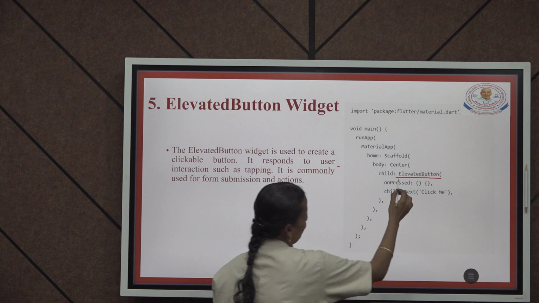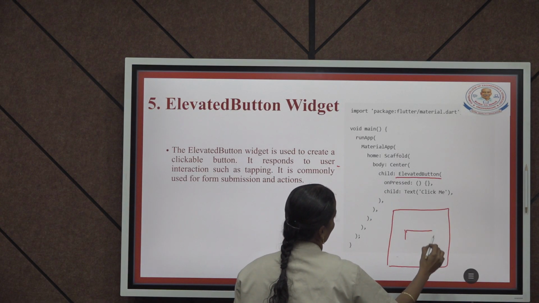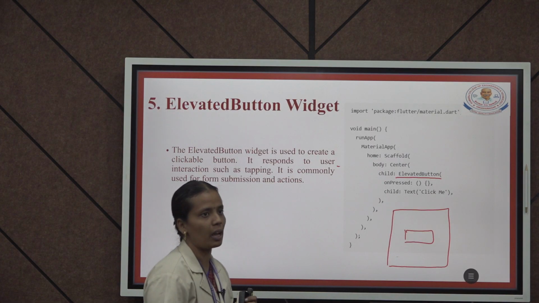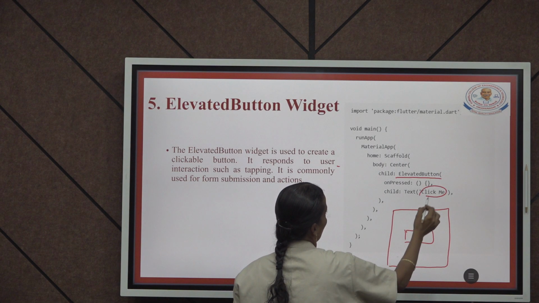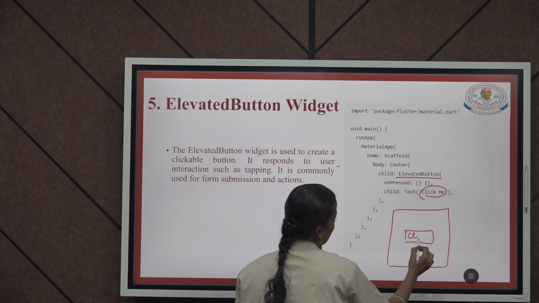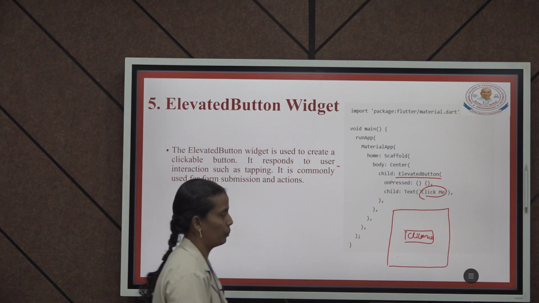In scaffold, we have to create elevated button here. The elevated button uses onPressed property. Here text is also given for the elevated button. Click me is this elevated button's name.